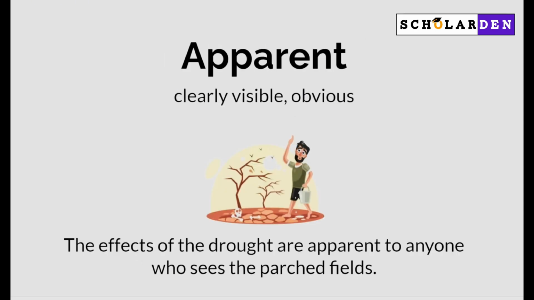Apparent. Apparent means clearly visible or obvious. For example, the effects of the drought are apparent to anyone who sees the parched fields. Or, taking the sleeping pills had no apparent effect on me.